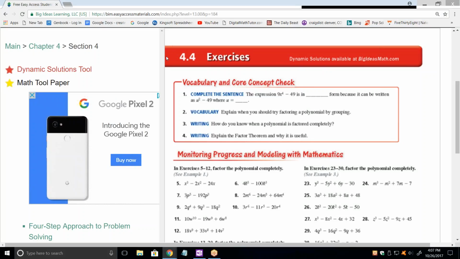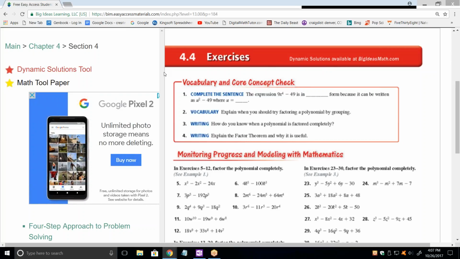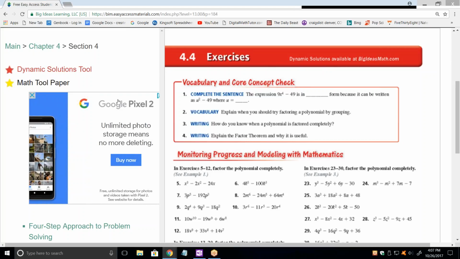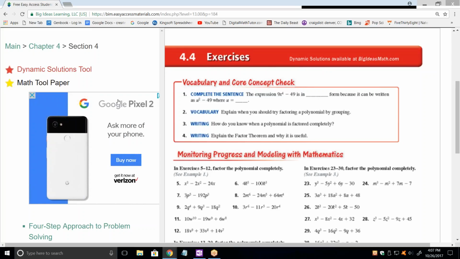Where do we want to start? Is there any way I can minimize this thing on the left here so that it doesn't take up so much space? No, I don't think so. Okay.